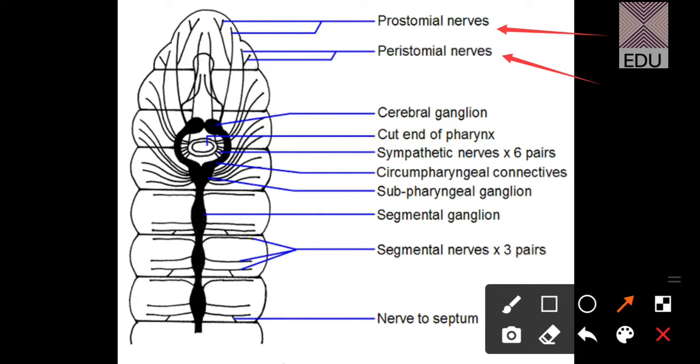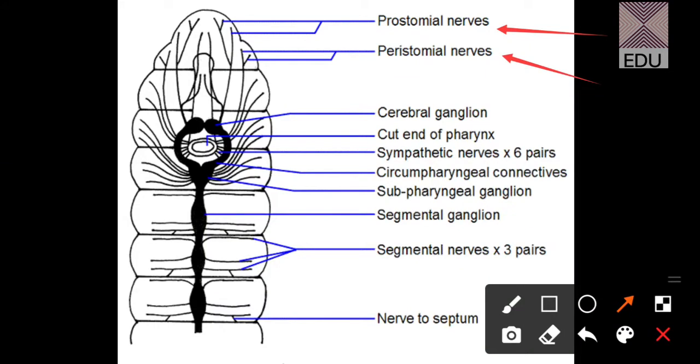Now the nerves from the peripharyngeal connectives, they supply the peristomium. This is a very important thing, that peristomial nerves are arising from the connective. They are not coming out of the cerebral ganglia. So prostomial nerves arise from the ganglia, and the peristomial nerves arise from the connective. This is a very important thing to note.